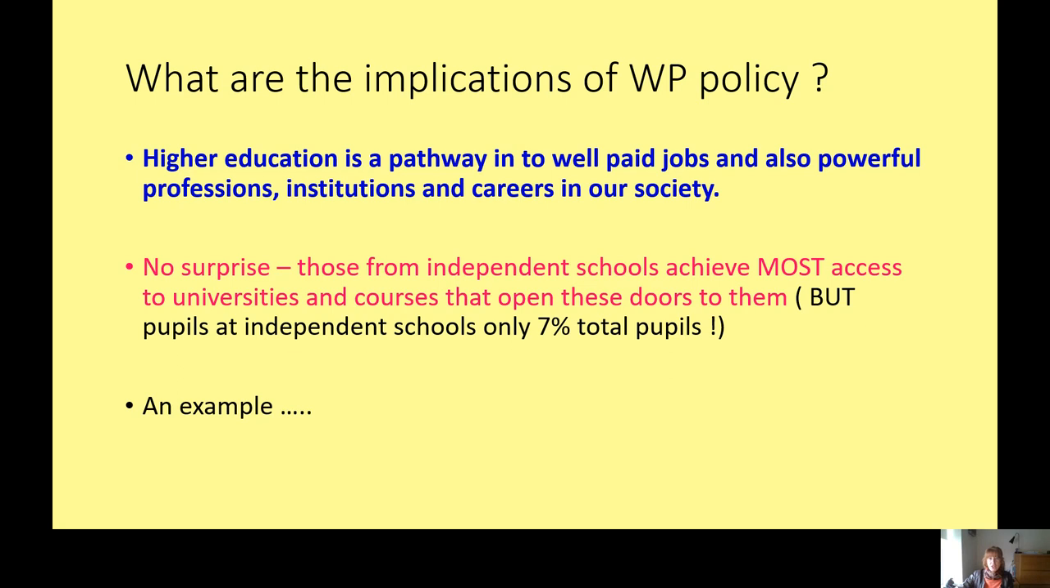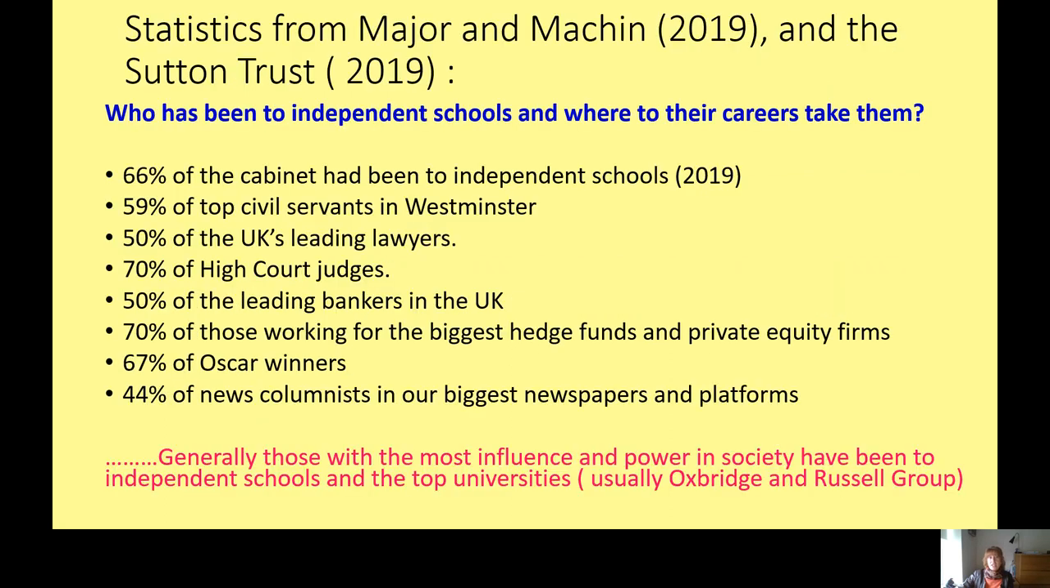So I'm going to show you some information now that was produced by a charitable group who do a lot of work in the field of widening participation policy. And they produce lots of data and they run lots of schemes and courses to help young people. And the data that I'm going to show you in a moment was referred to by Major and Machin as part of their research. And what this Sutton Trust information showed us was what proportion of people in certain powerful professions in our society had actually been to independent schools. I'm not going to go through all of these examples because you can obviously see them for yourself. However, let's look at a few.